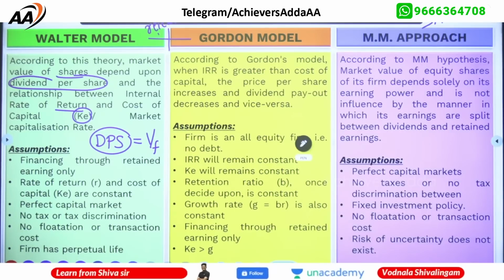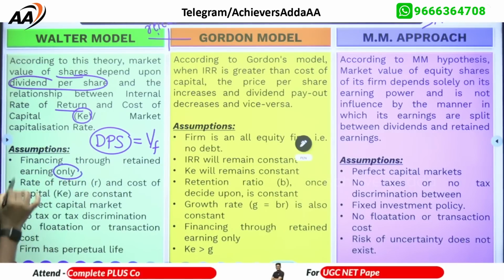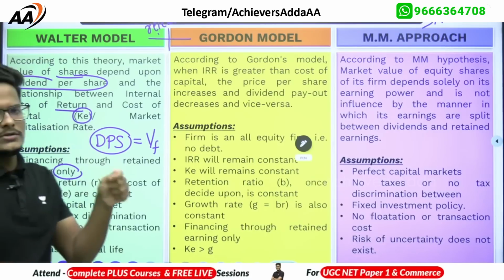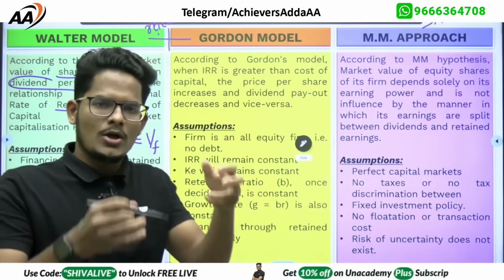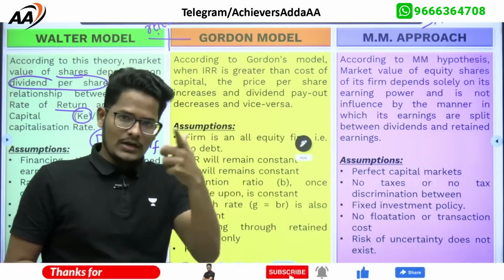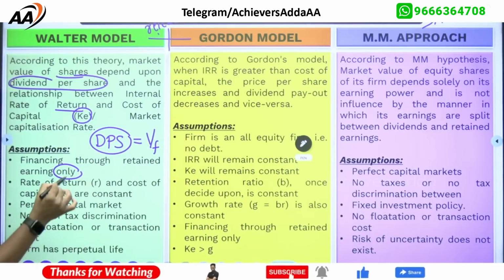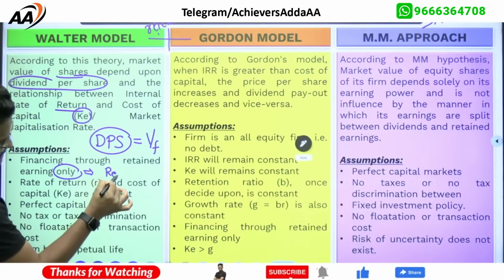Walter is a relevant model. Now here the assumption of Walter is financing through retained earnings only. So he is not going to procure any new capital from other sources. Whatever retained earnings exist with the company will be reinvested in the company. No new procurement of capital, only retained earnings, r.